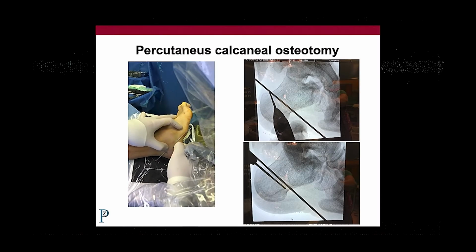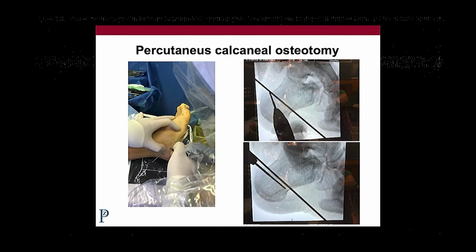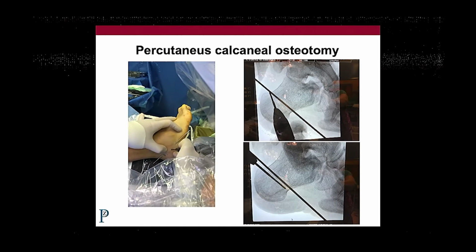Here you can see on the fluoroscope, we identify the position of entry of the drill. This is the drill. With the fluoroscope, we identify exactly the position of the drill, both the dorsal and the plantar aspect of the calcaneus, and we can correct and make a complete cut of the bone.